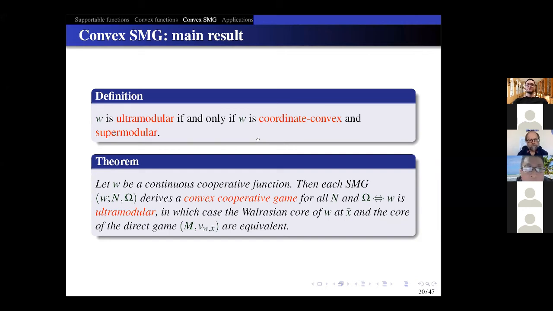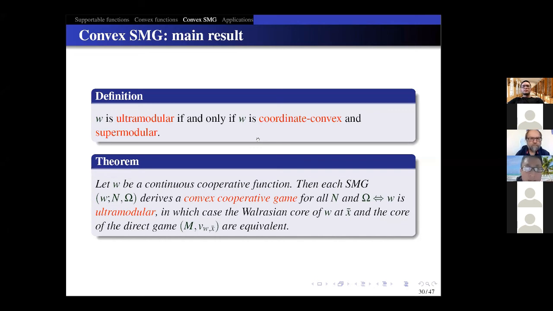Okay, I will use this remaining 5 minutes to introduce another result. In the above, I have studied the functions that always derive non-empty cores, or always derive balanced cooperative games. Here, I require a little bit more. I require that the function always derive convex games.